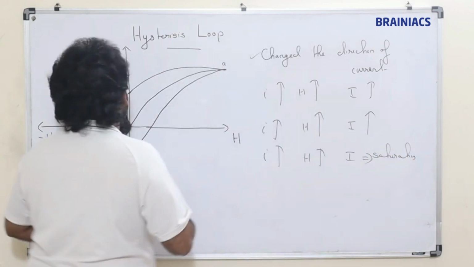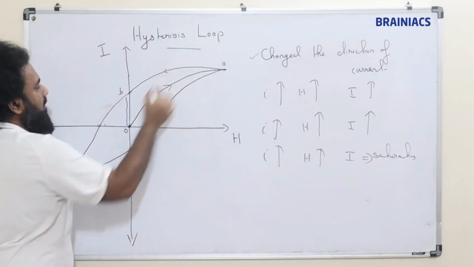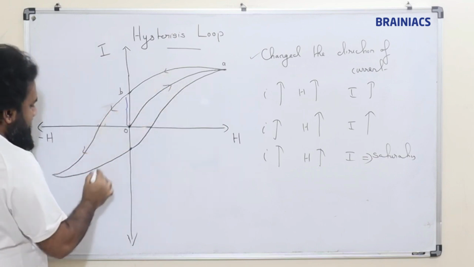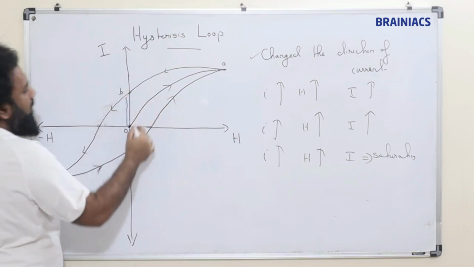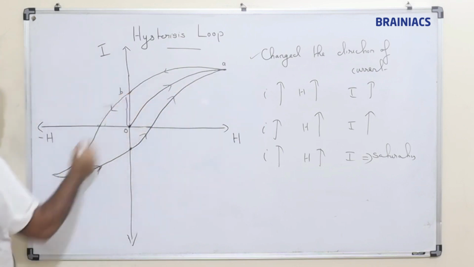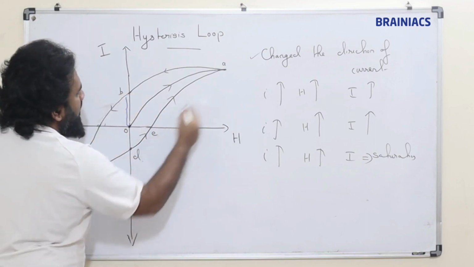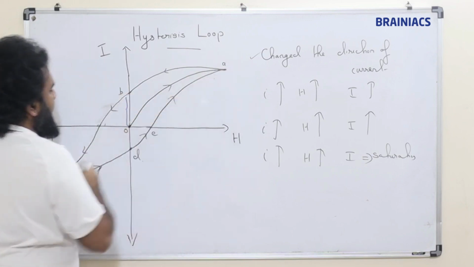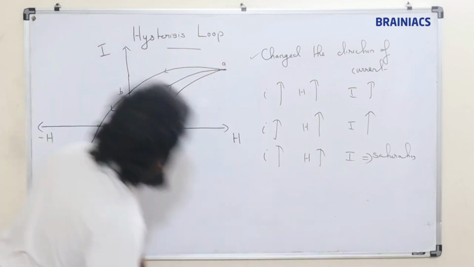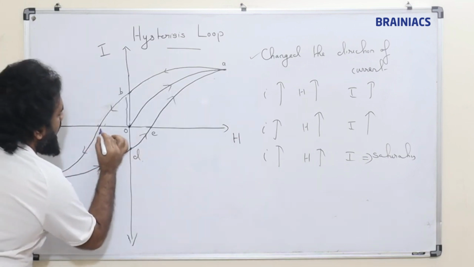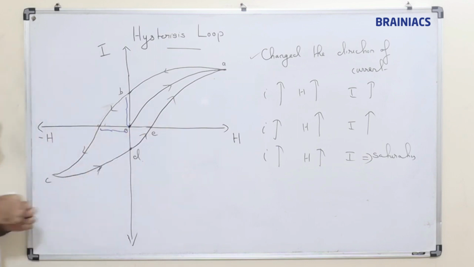Okay, so this is what is hysteresis loop. First we went like this, came like this. Okay, so this is O, A, B, C, D, E, A, likewise. So now here these 2 points I am marking. I shall give notes for that. First you note it down.